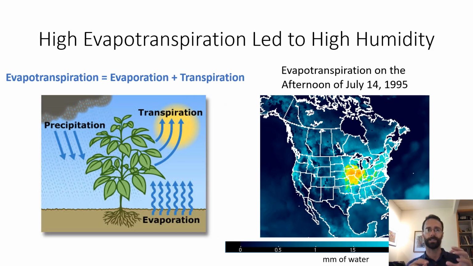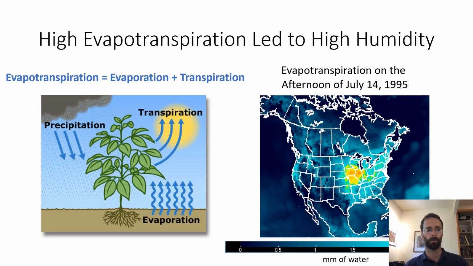So where did all that humidity during the Chicago heat wave come from? And what does this have to do with plants? The high humidity during the heat wave was driven by anomalously high evapotranspiration in the surrounding area. There's a diagram of what evapotranspiration is here on the left, and I'll quickly describe that. Evapotranspiration is the flux of water that leaves the Earth's surface and enters the atmosphere.